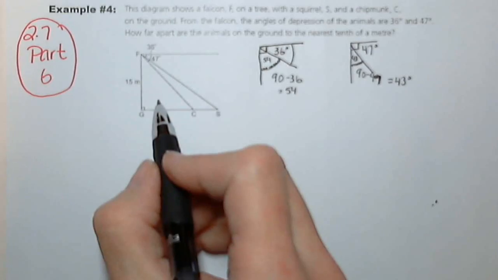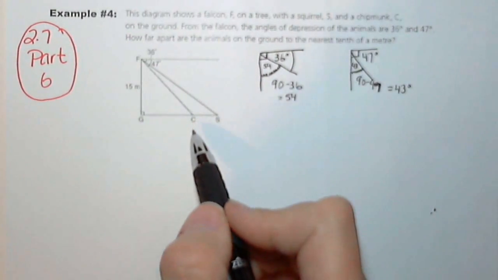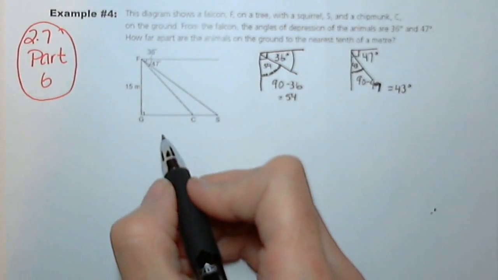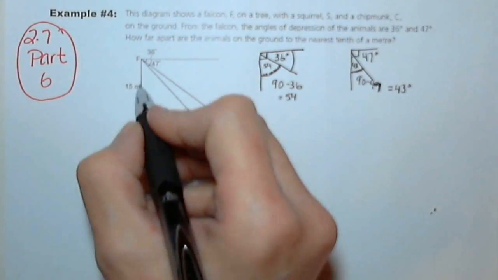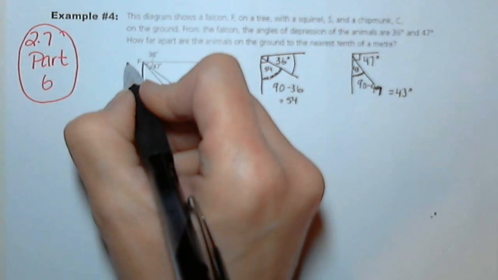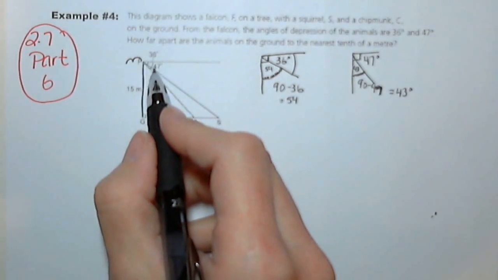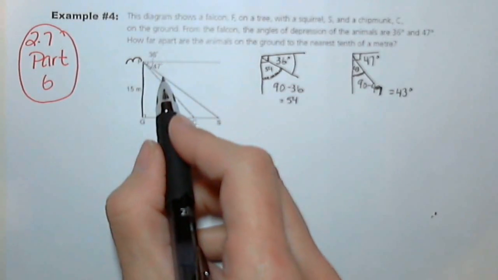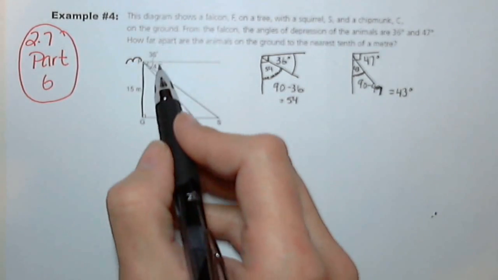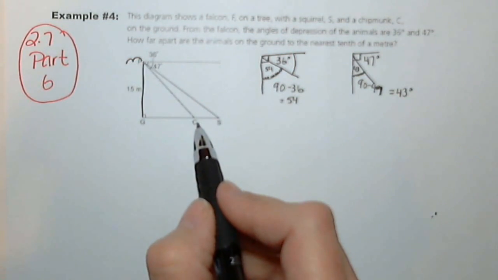Now, in this question here, it says this diagram shows a falcon on a tree with a squirrel and a chipmunk. Obviously, you don't see a falcon, a squirrel, or a chipmunk, but you see letters that identify with the right shape. So you have a tree right here, and on the top of the tree you have a falcon. So there's your bird, and the bird looks down at an angle of depression of 36 degrees, which takes me to this line right here, and he sees the squirrel. And if he looks further down at an angle of depression of 47 degrees, he sees a chipmunk.